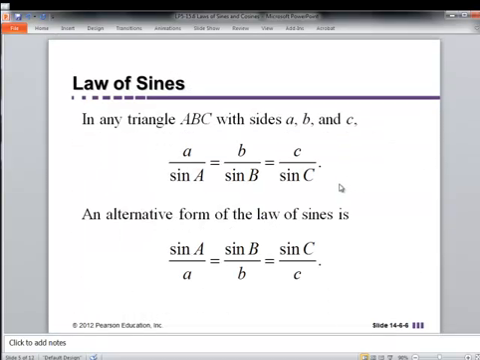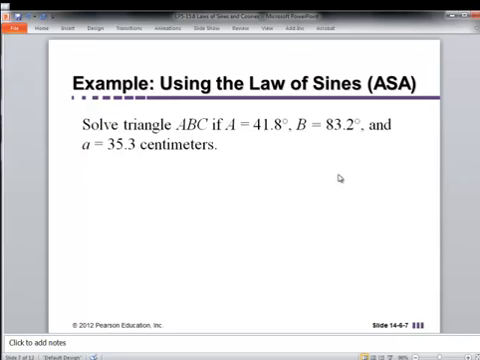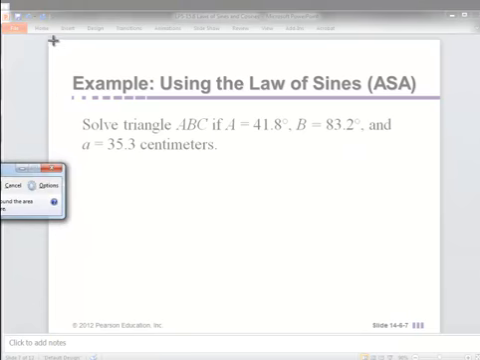Now, in the law of sines, the ratio of the side to the sine of its opposite angle is the same in every case. Let's look at an example of the law of sines.